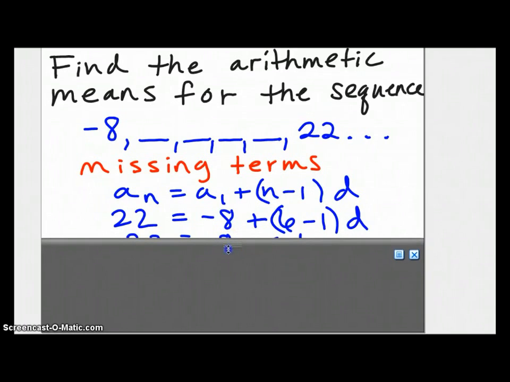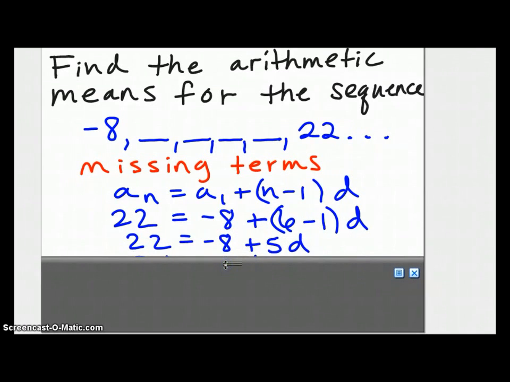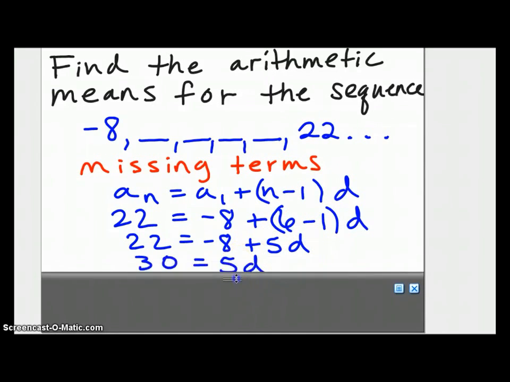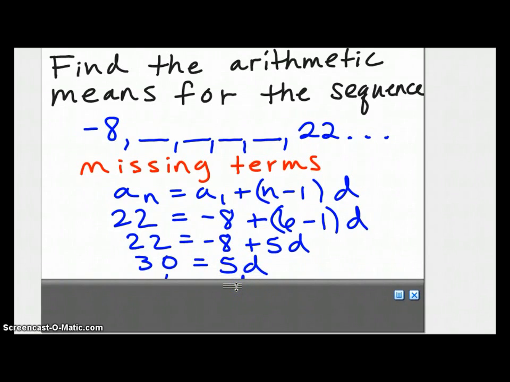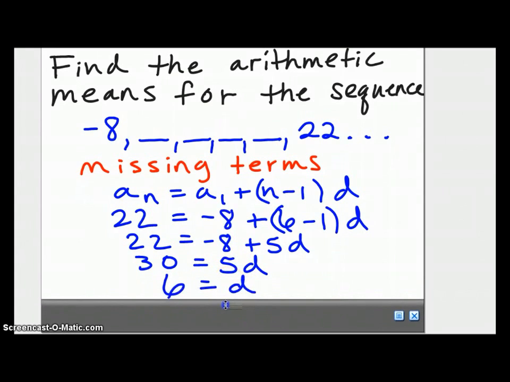So I can simplify all this. It gives me 22 equal to -8 plus a 5d, because I have 6 minus 1. So I can just simplify all this. Move that -8 over, giving me 30, because I have 22. I've got to move this over by adding. Now I can divide, and 30 divided by 5 is going to give me 6.